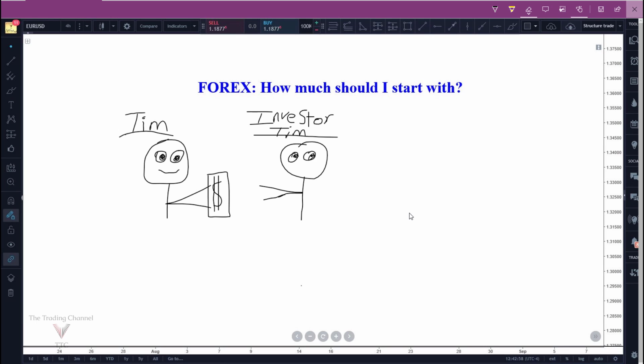Make the investing you qualify through education, through previous results, backtesting, the trading plan that you need to see before you open a live account. So when you're thinking of starting a live account, just think back to this story about Tim and investor Tim, and hopefully that'll put you in the right position to make your decision.